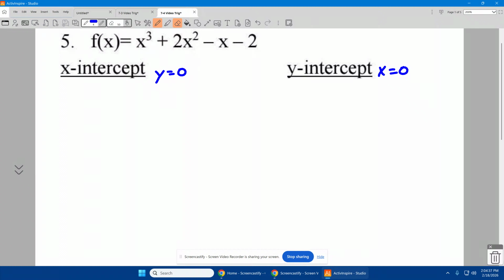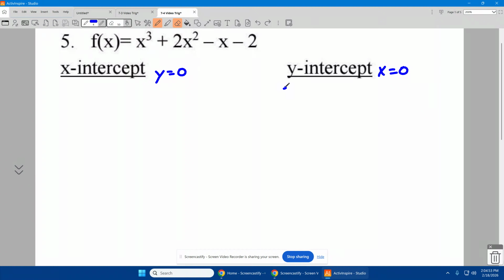F of x equals this. I know that guy goes down like this. It's crossing somewhere here. Now it could cross, notice it could cross the x in multiple spots. But I know it's only going to cross the y in one spot. I'm going to do the y-intercept first because it's easiest.